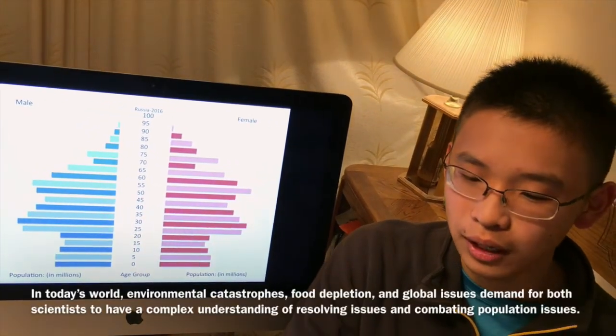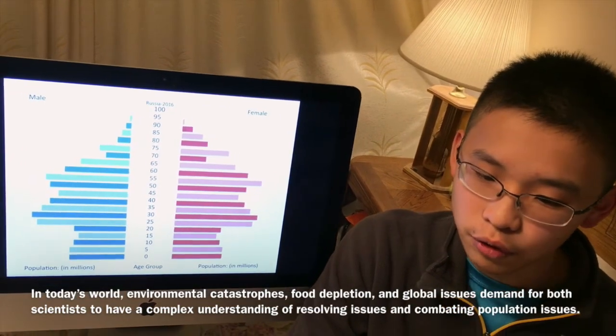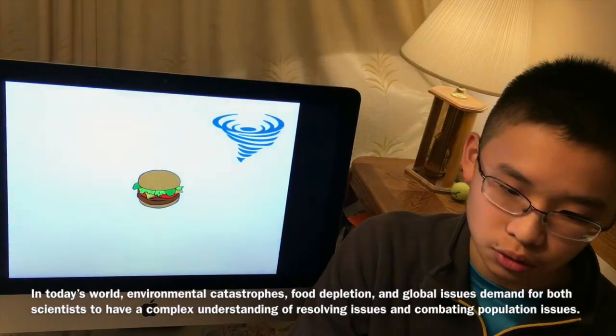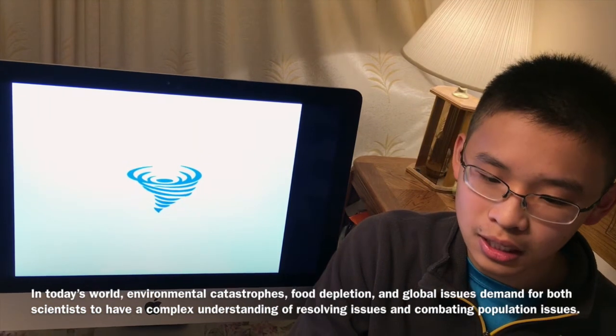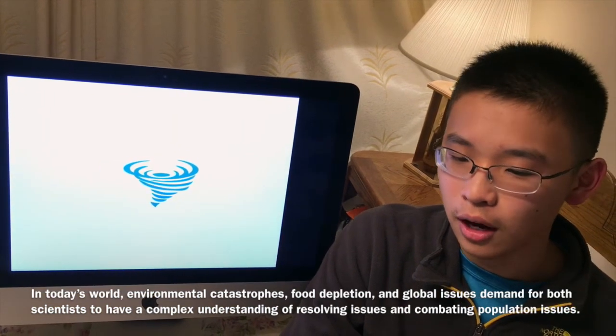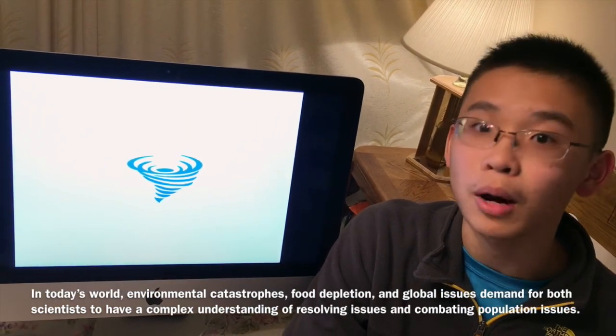In today's world, environmental catastrophes, food depletion, and global issues demand that scientists have a complex understanding of resolving issues and combating population issues.